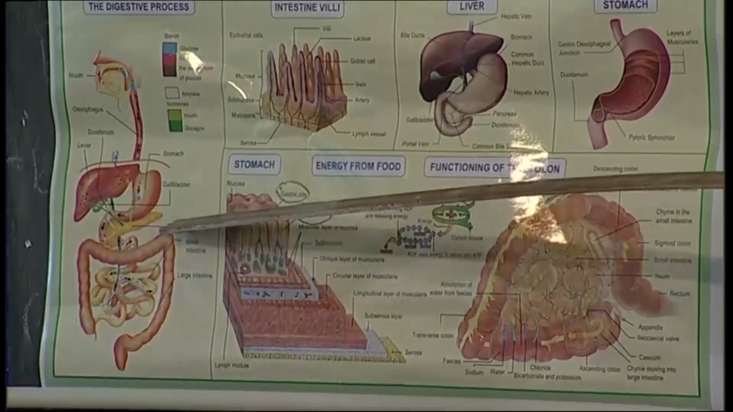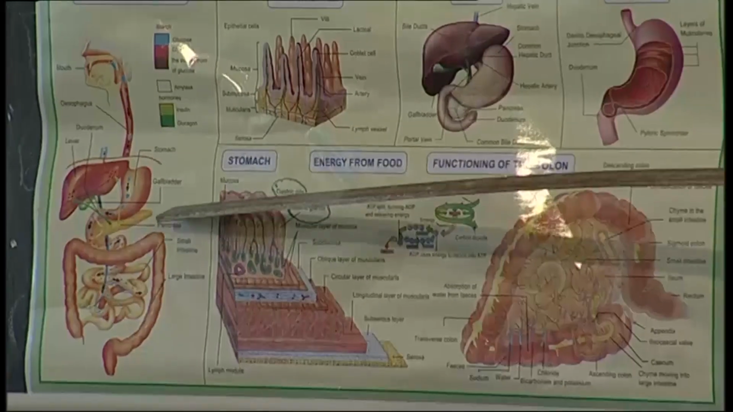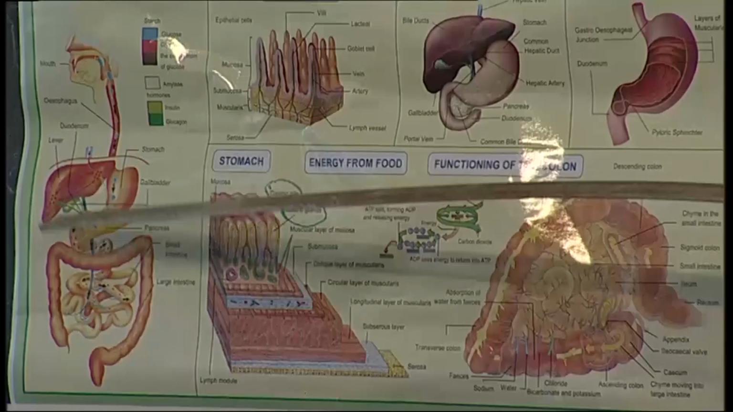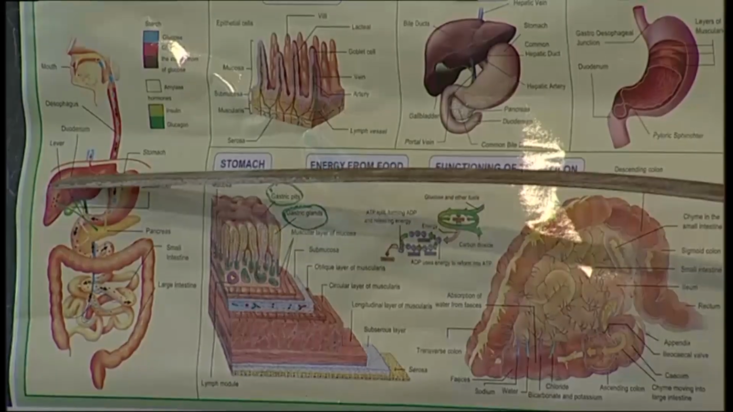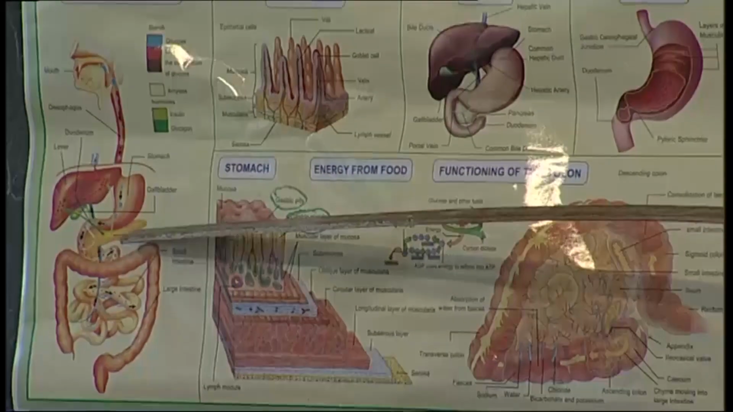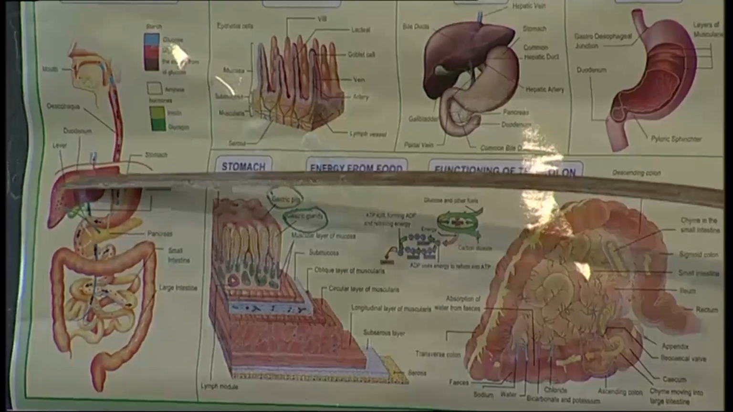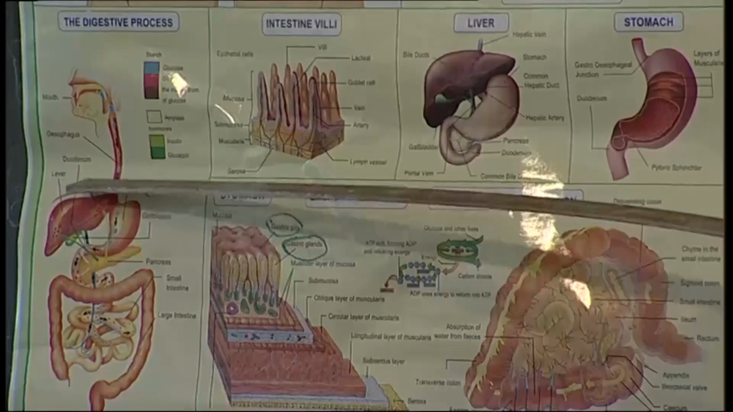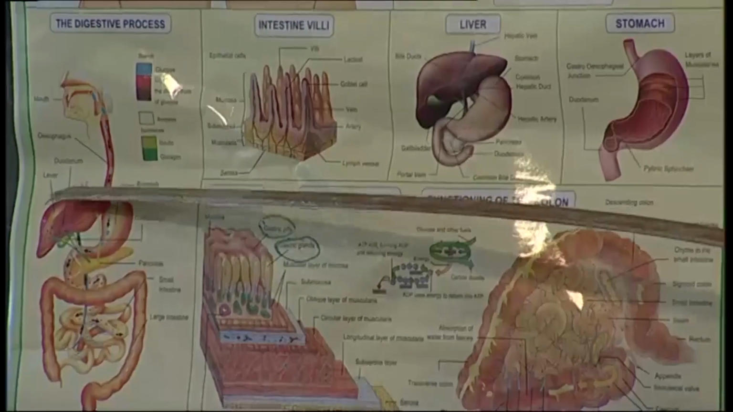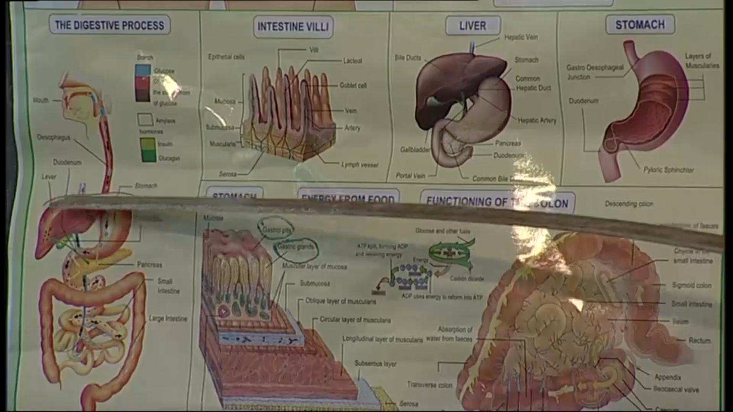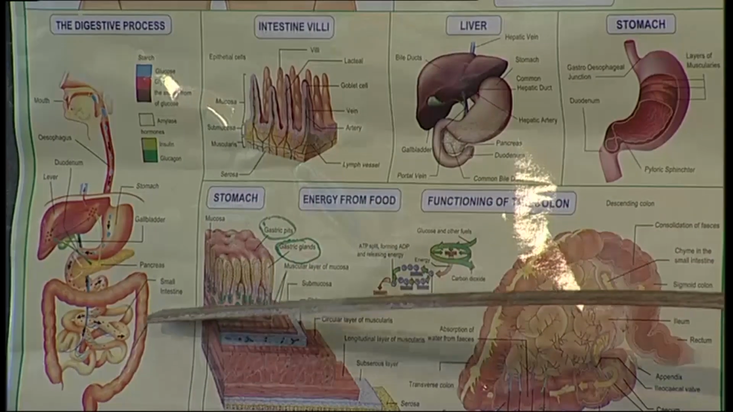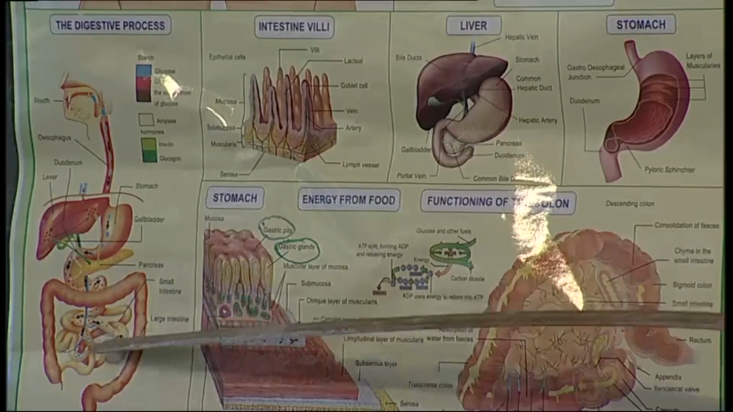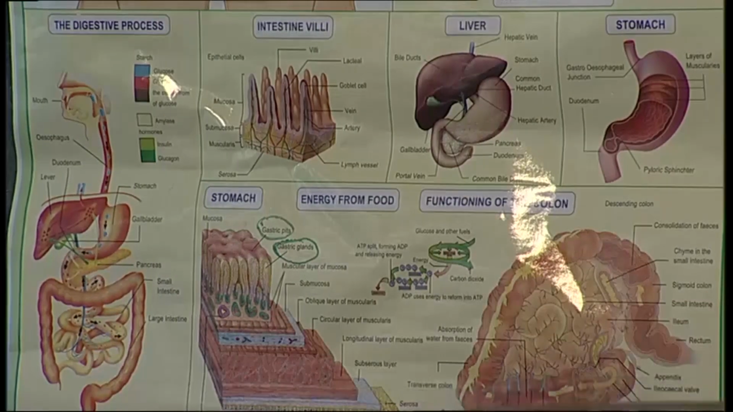We have the pancreas. The pancreas is very important because the pancreas and the liver, we call them accessory organs. The pancreas produces pancreatic enzymes, as well as the liver produces bile. And bile is very important for breaking down large droplets of fat into small droplets of fat. We have now the small intestine. The last part is called the ileum. In the ileum, that's where absorption takes place, all right?